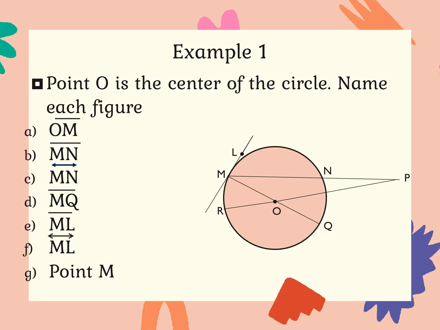It says point O is the center of the circle, and it wants us to give the vocabulary term or the name of each figure. So let me go ahead and identify where OM is located. OM goes from the center to the side of the circle. Notice it's a segment, and that's what is pictured here. When it goes from the center to the side, this is called a radius. When it goes from edge to edge, and it's a segment, this is called a chord.